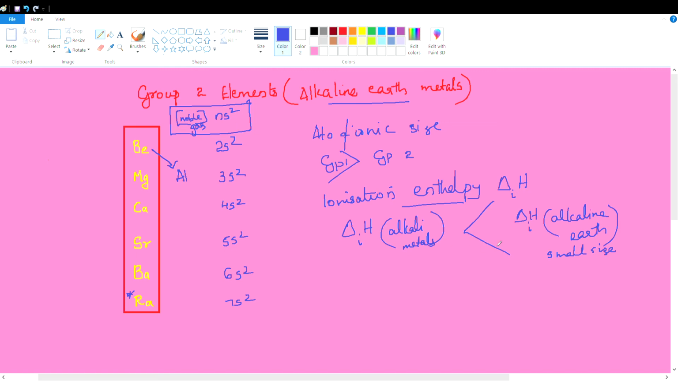This is because of their small size. Alkali metals are larger and hence the valence electron is easy to remove. The process of removal of the valence electron is easier compared to the corresponding alkaline earth metal. So alkaline earth metals have ionization enthalpy higher than those of the corresponding alkali metal.